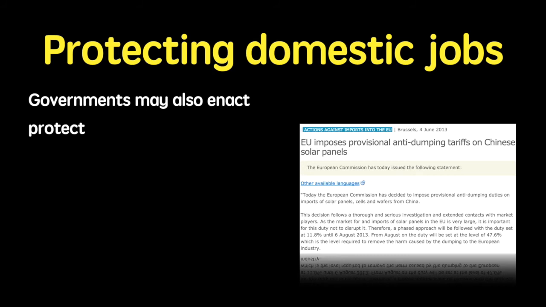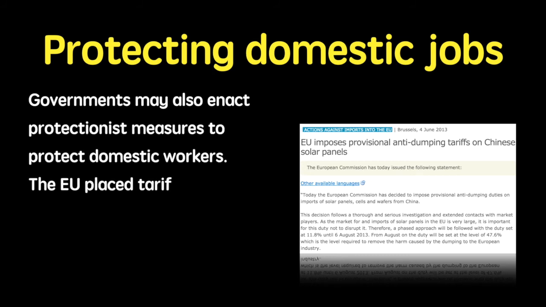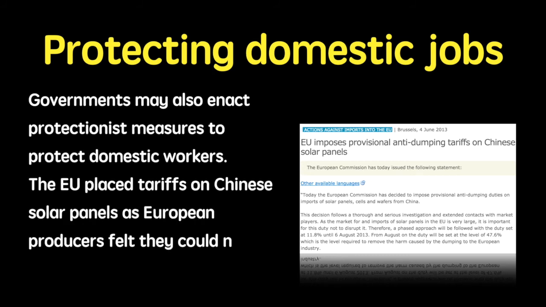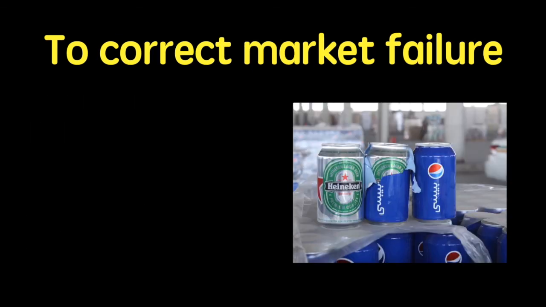Protectionist measures may be taken to protect domestic jobs and workers. The EU placed tariffs on Chinese solar panels as European producers felt the Chinese government was subsidizing them so heavily that it made the European producers unable to compete on price. By placing the tariff on the Chinese solar panels, it would allow EU producers to continue to manufacture and sell solar panels, saving European jobs and allowing for industry expansion as a result.